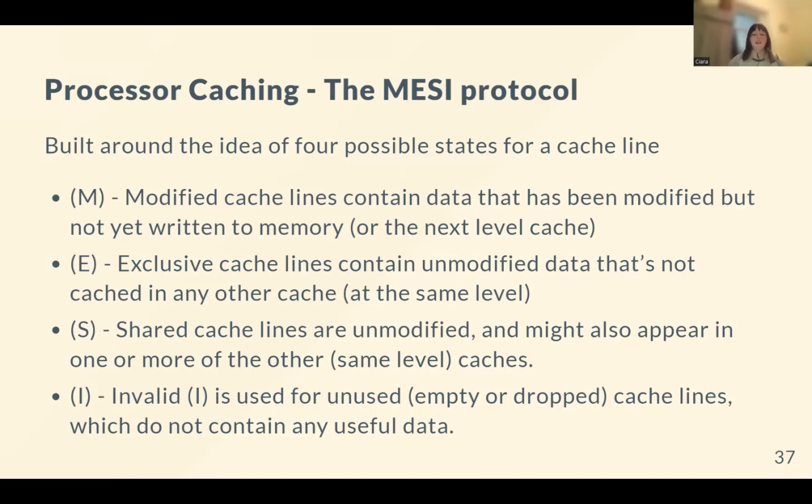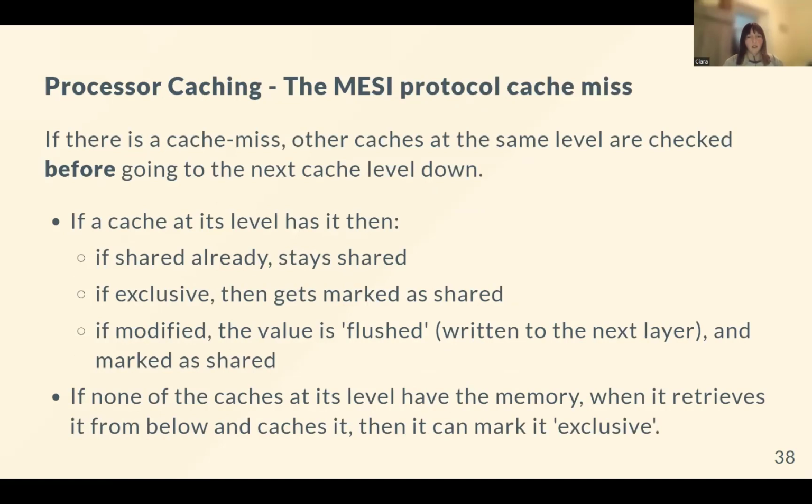You would have to go and get it from the lower level of the cache, or another one of the caches at your level. So if there is a cache miss, then other caches at the same level are checked before going to the cache level down. So you could think of the MESI protocol as being like a very tier-based system, where you check your own tier before you check the next level down.